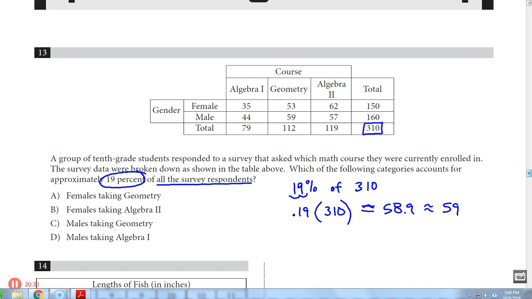And so then it says, which of the following categories represents 59? Well, looking up at my chart, it looks like right here, there's my 59 in the chart. So what does that represent? 59 represents males that were in geometry. So males taking geometry, the correct answer there is C.